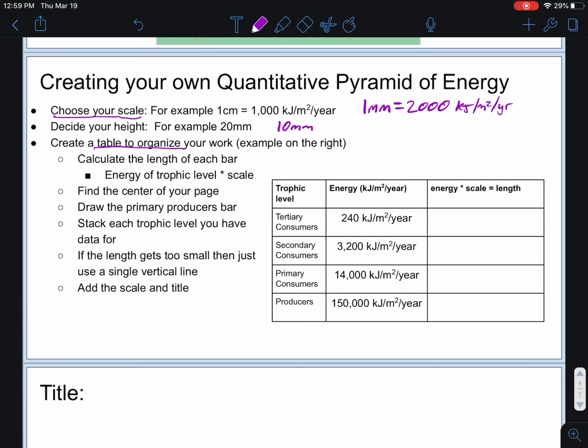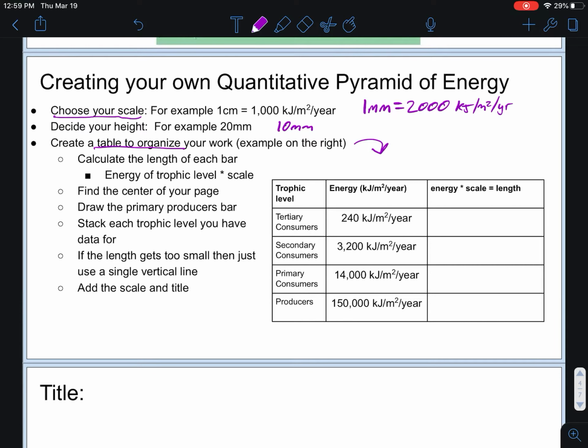Next, create a table to organize your work. I have already done that right here. Calculate the length of each bar. To do that, you need energy at trophic level multiplied by the scale. So here's my energy in column number 2, and my scale is up above.